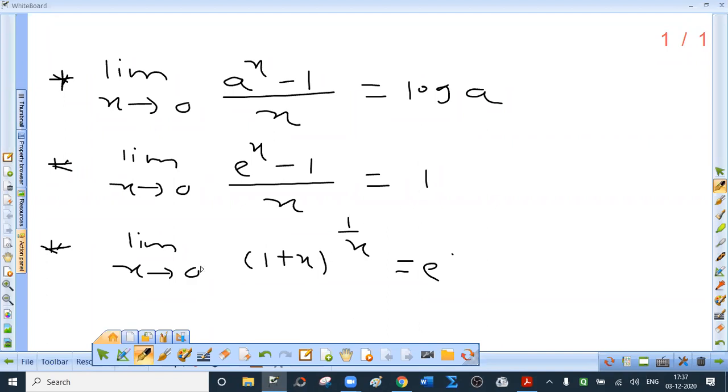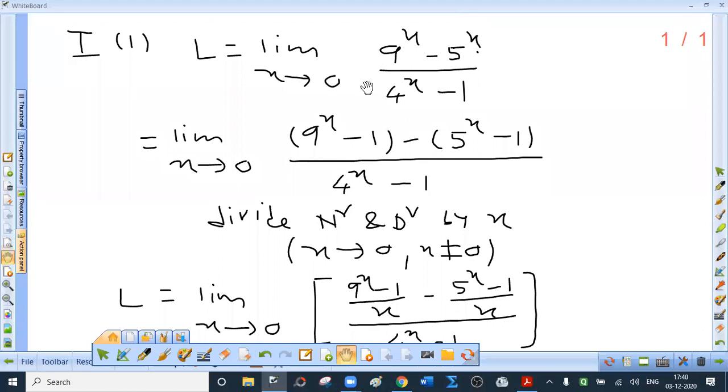Third result is important. Limit x tends to 0, (1 plus x) raised to 1 upon x is e. How to remember this? Something is added to 1. Same thing tends to 0. And index is a reciprocal of the term added to 1. Value of the limit is nothing but e. The generalized version is limit x tends to 0, (1 plus mx) raised to 1 upon mx equal to e. You have already written this. Now we will directly start solving sums from exercise 7.6.